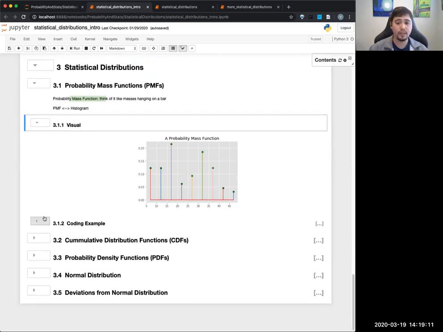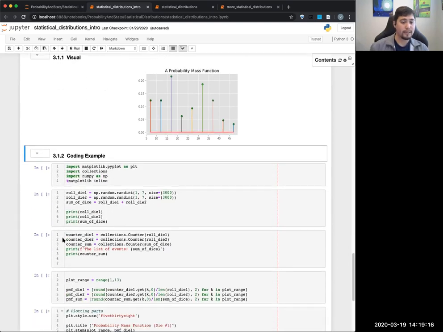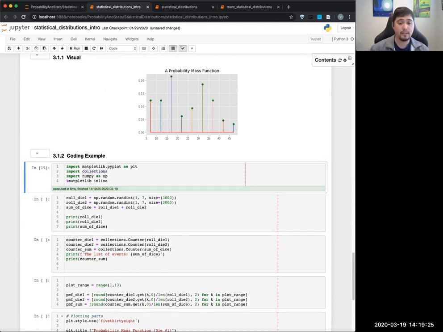Okay, it helps a little bit to see a coding example, and I'm just showing you some code to check how you could simulate this. I'm going to import something called collections, which makes it easier for me to count some things. And I have matplotlib so I can plot some things as well.